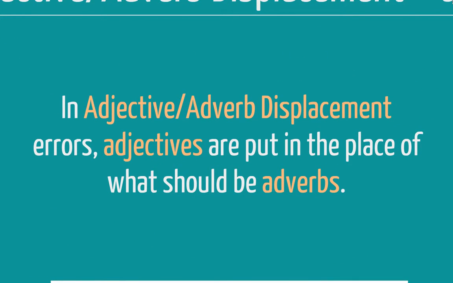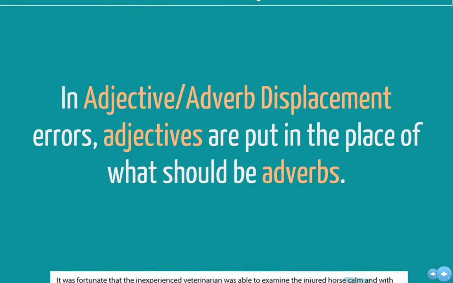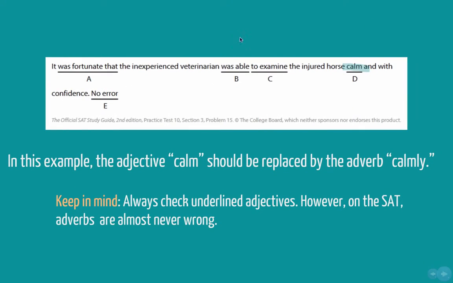In adjective adverb displacement errors, adjectives are put in the place of what should be adverbs. In other words, adjectives are wrongly used to describe an action and should be replaced with adverbs. So let's take a look at how this works in an example. This sentence reads, "It was fortunate that the inexperienced veterinarian was able to examine the injured horse calm and with confidence." Doesn't the word calm seem kind of awkward in this sentence?